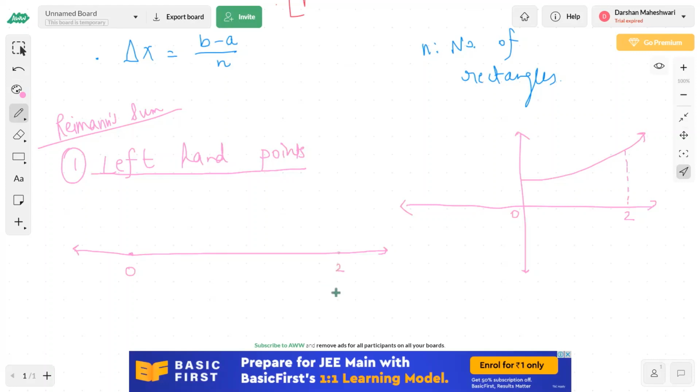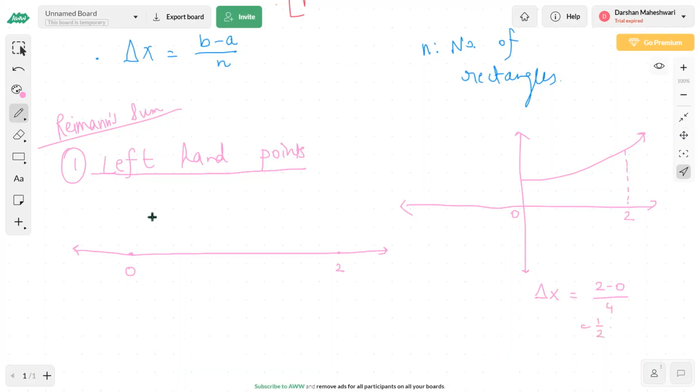Now we find the value of delta x first of all. So delta x, we know that it is (b minus a) over n. b is 2, a is 0, over n. Let's suppose we are as of now interested in making 4 rectangles. So n will be 4. So the delta x comes out as 1 over 2.